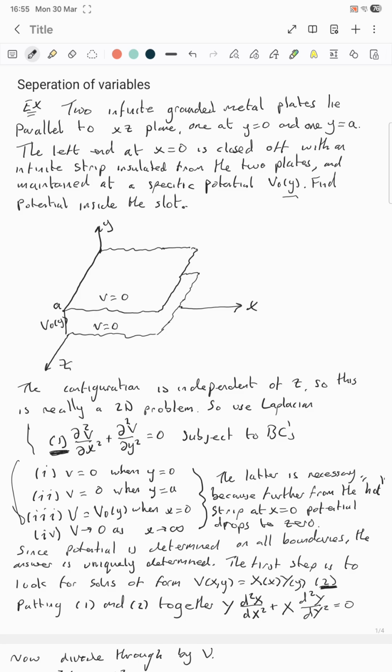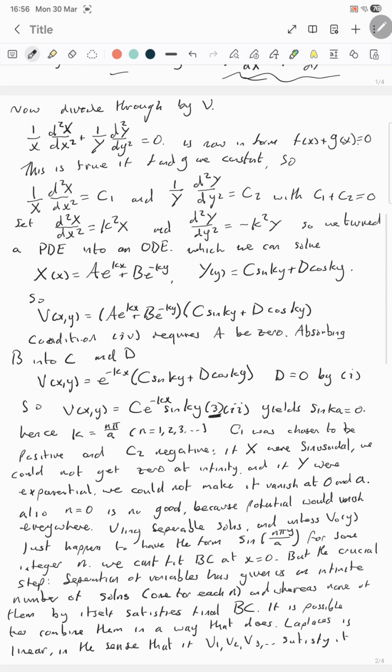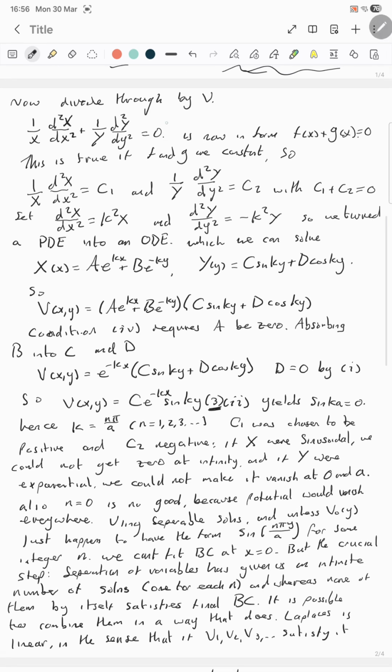The first step is to look at solutions of the separation of variables form. We call this equation 2. Putting 1 and 2 together, we get this from our Laplacian. We're basically plugging equation 2 into equation 1 and we'll get this. Now we divide through by V, our potential, and we get this. Now we have one side in terms of y and the other side in terms of x, and both equal 0. Now it is in the form f of x plus g of y equals 0.